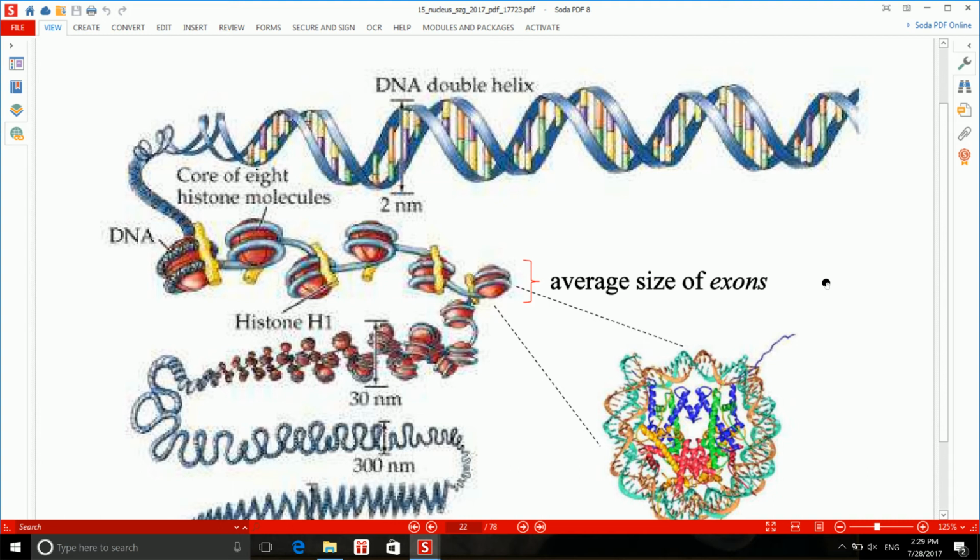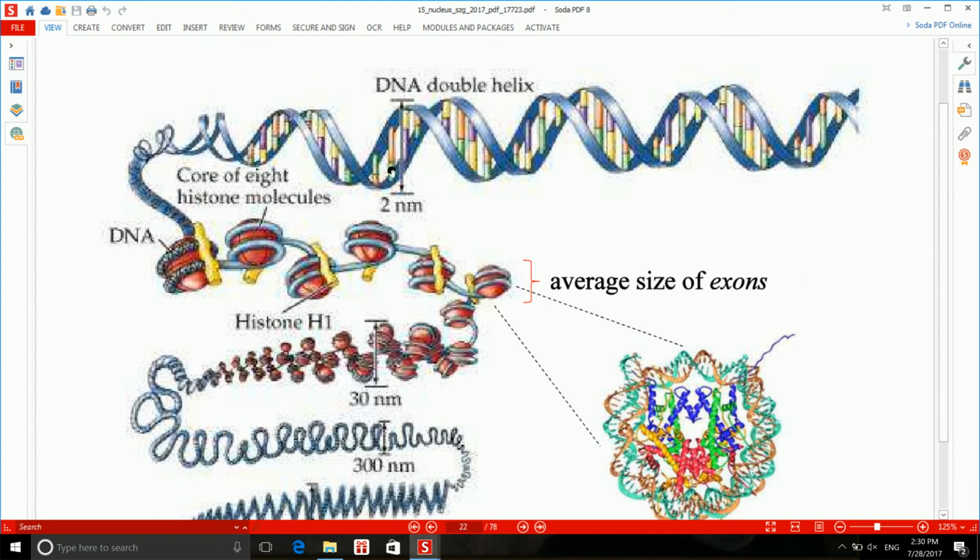Other choices that you may have in the exam are also true. But the most important reason is because if DNA wasn't condensed in the form of chromatin in our nucleus, it wouldn't fit in the nucleus because DNA is a very long molecule. And there are different levels of condensation for DNA.